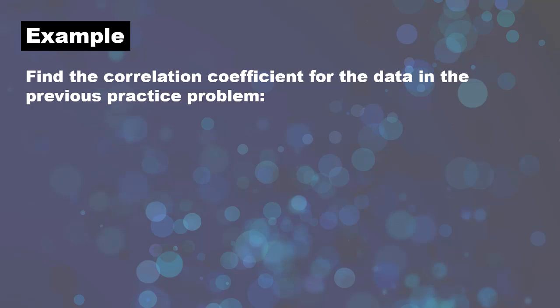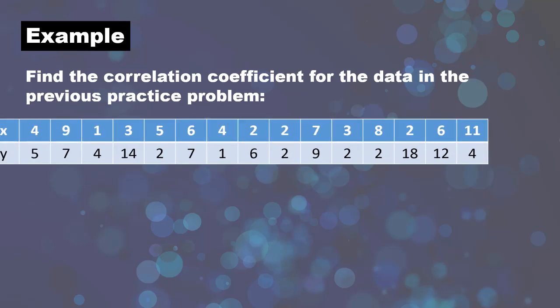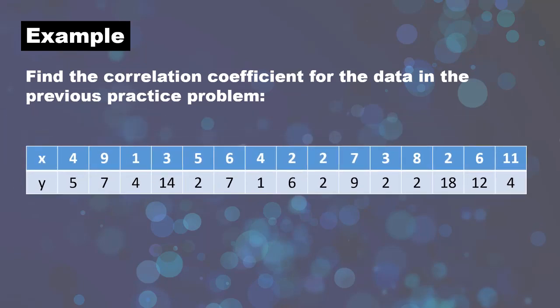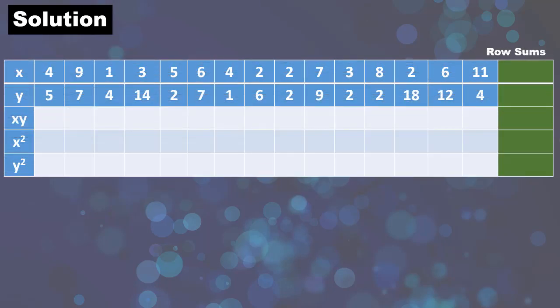Because when we looked at the graph of that situation, we saw that there was no straight line path or curve path that they're following, and that they are scattered about. So here's that data again, those 15 values representing the X, which is the number of years that they've been married, and the Y, which is the number of times they eat out per month. So here's our solution. We need to expand our table because in the formula for the correlation coefficient R, we needed to find values for X times Y, for X squared, and for Y squared.